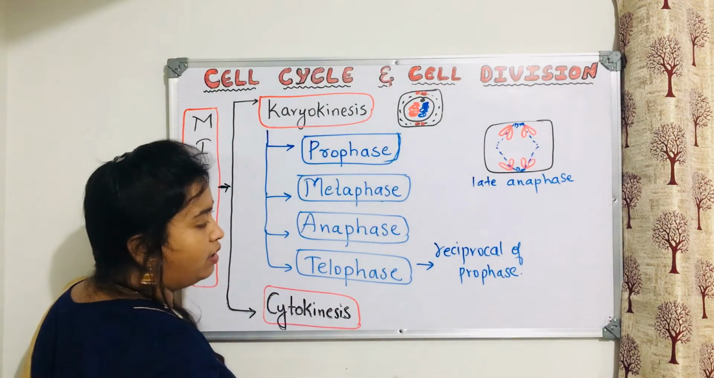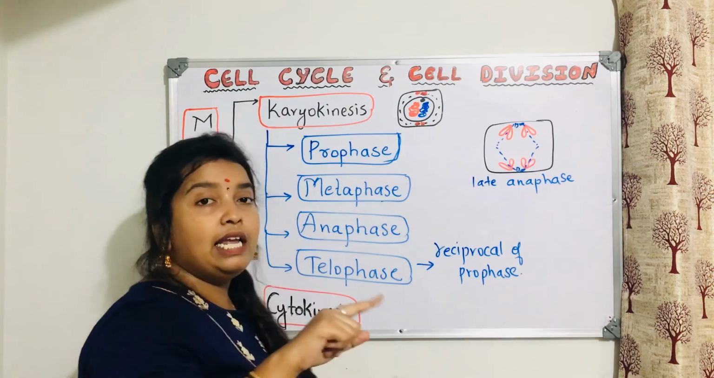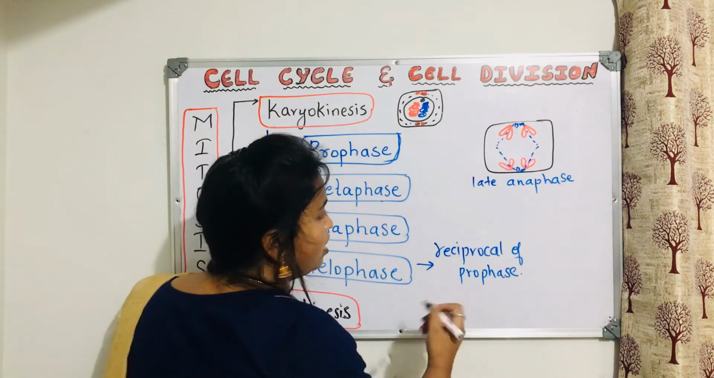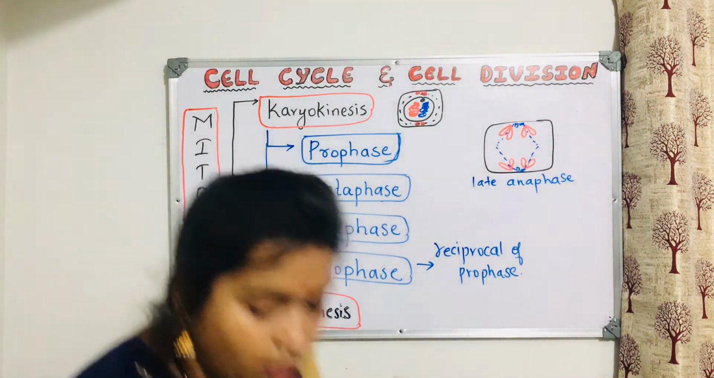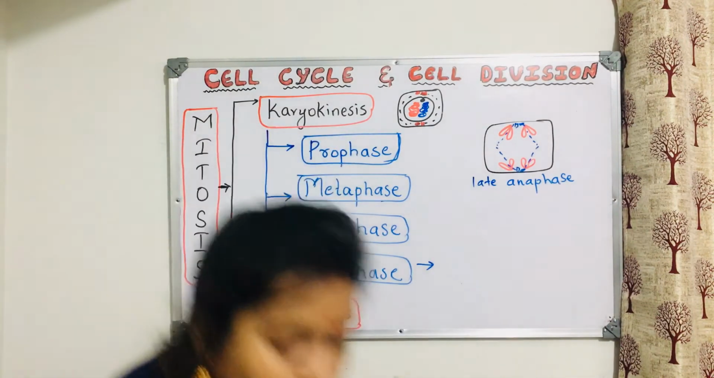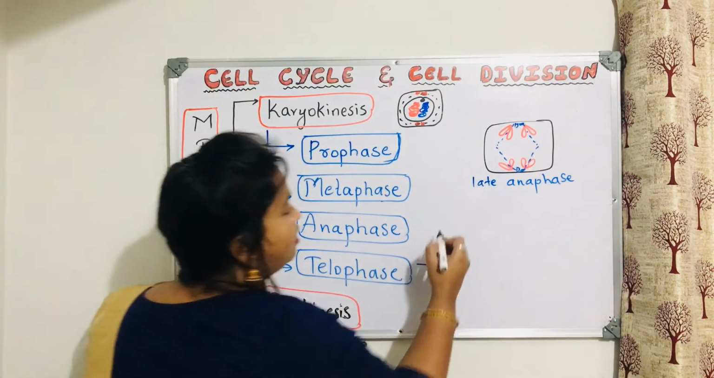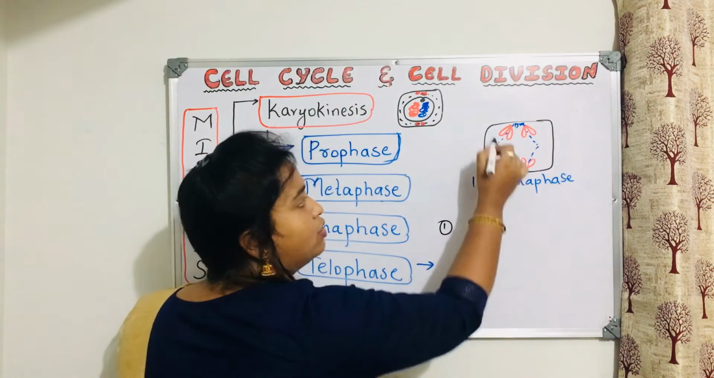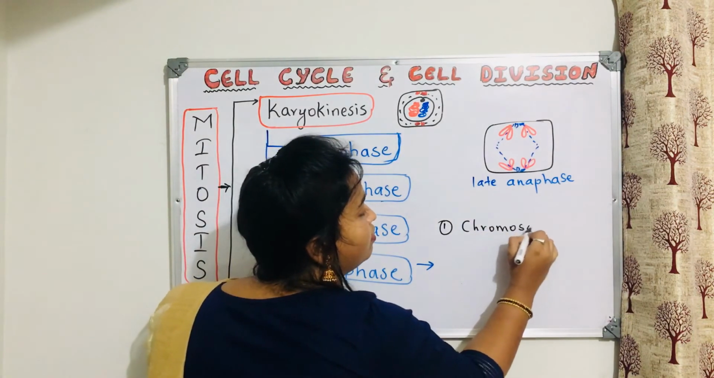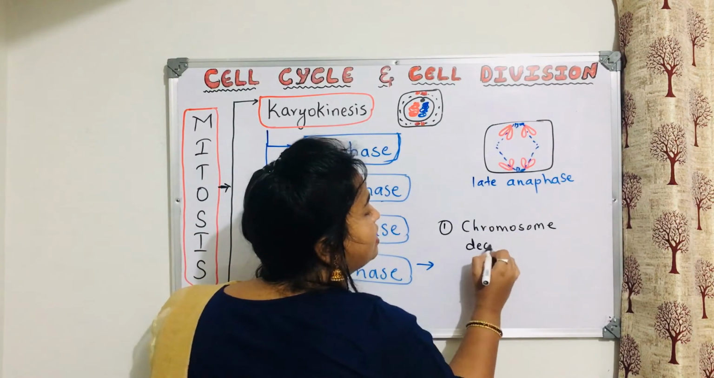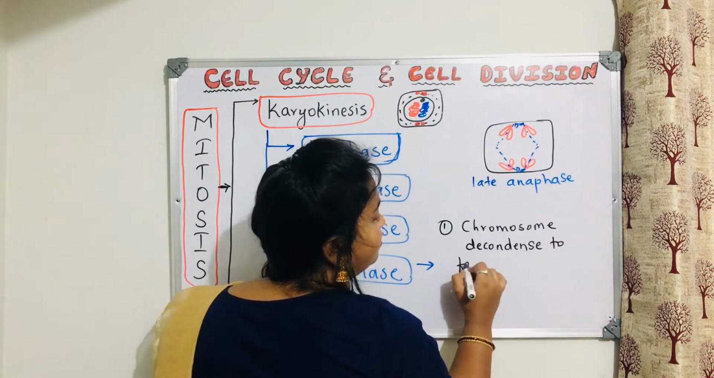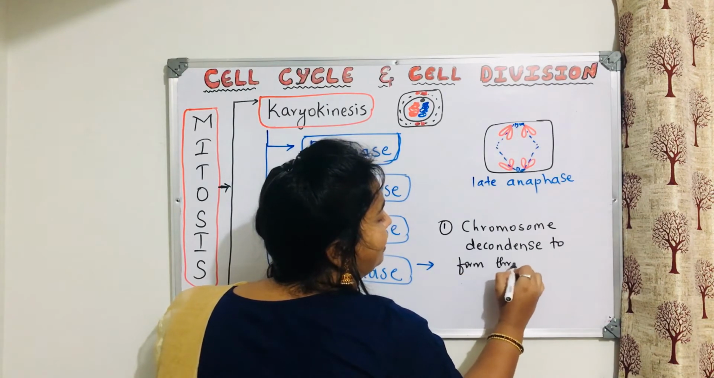What all will happen here? What happened in the prophase? DNA got condensed into chromosome. Here it is the opposite. Take down that it is reciprocal of prophase, and let us see the stages now. The first thing that will happen: it is already chromosome, now the chromosome decondenses. Why? To form thread-like DNA.